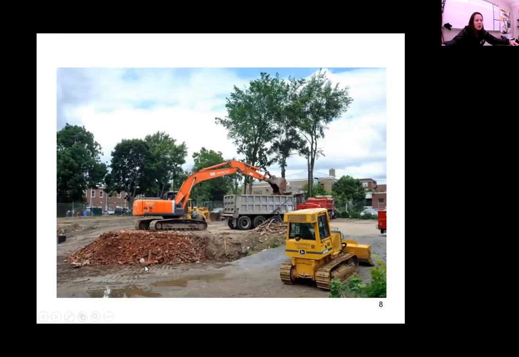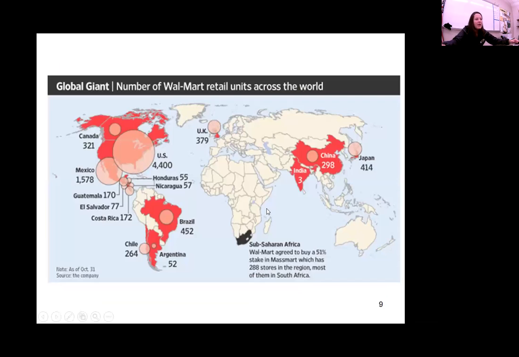All right, so this will be your startup budget, because they're breaking ground on a new business. This is a global giant, number of Walmart retail units across the world. So this will be in your expansion budget because Walmart is growing.